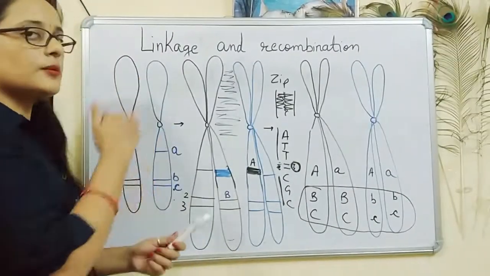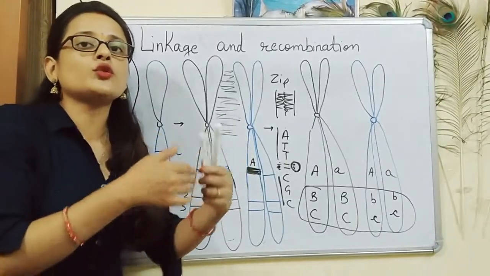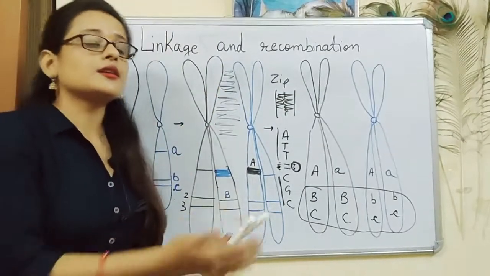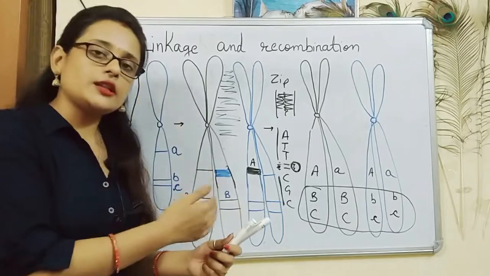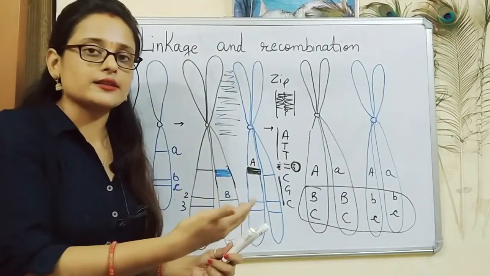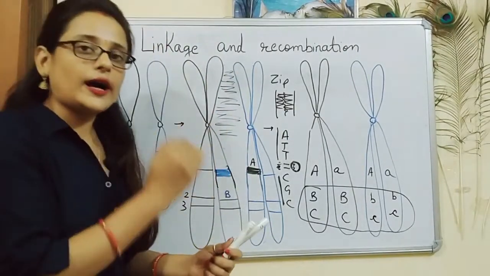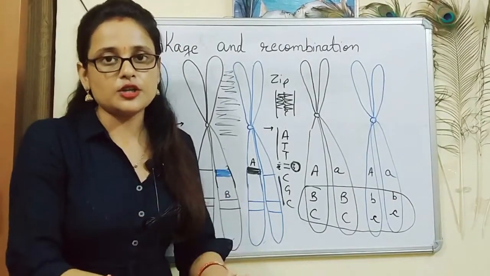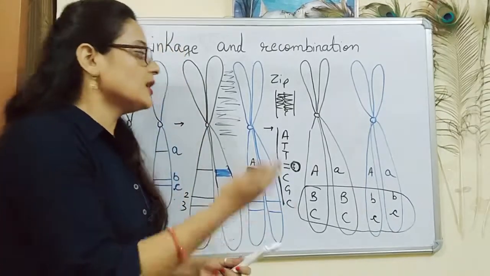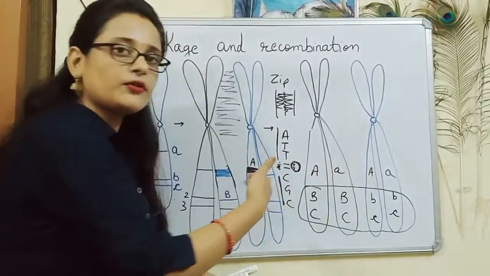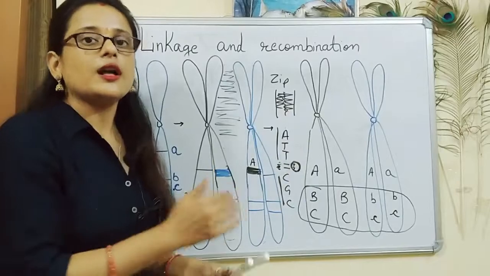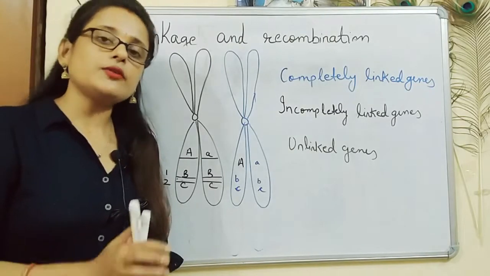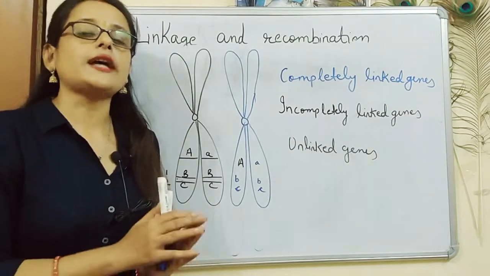So linkage is the process in which genes always move together during gamete formation. And crossing over is the process which separates the alleles of the genes, which leads to the formation of new varieties. So this is the reason why sexual reproduction leads to variation, or meiosis leads to variation, or crossing over leads to variation. Because new types of alleles will be formed when gametes are produced, as a result of which variation will be formed. After understanding the difference between linkage and recombination, let's see types of linkage.